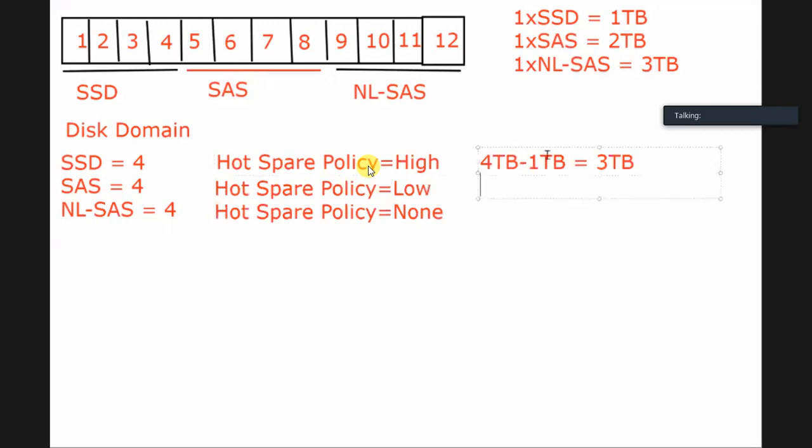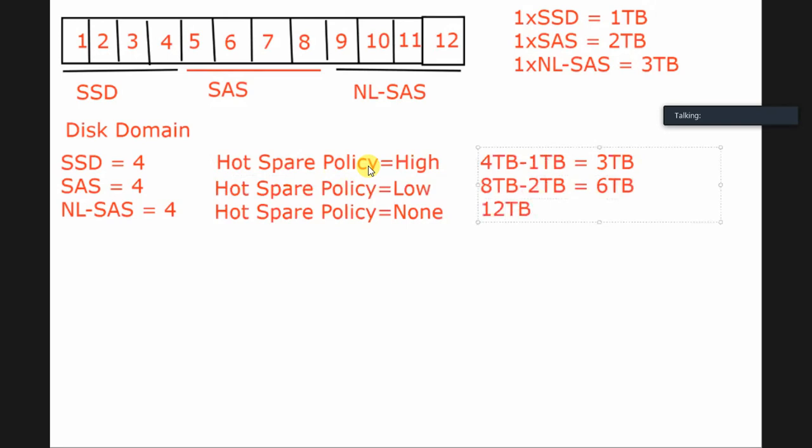Okay, in nearline SAS, let's say that this is 2 terabyte. I have 4 of them, so I have 8 terabyte. Then I subtract, because the hot spare policy is low. So let's say that I subtract also 1 disk space or half disk space. In this case, let's say that I subtract also 2 terabyte out of it. So basically, you will be left with 6 terabyte. So in this case, your policy is done. When you have 4 disks, you have 12 terabyte.